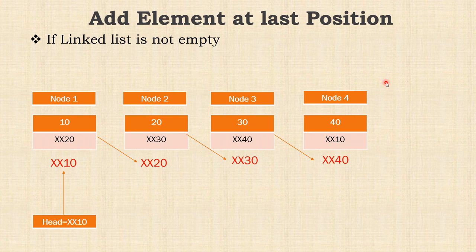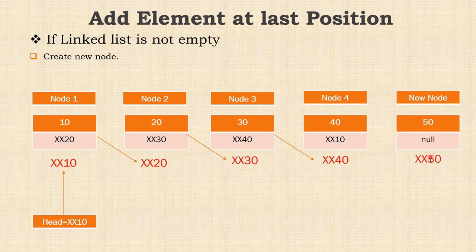So if we add a fifth node, in the fifth node also it should point to the address of the first node, which is xx10. And then everything will be fine, and head will also point to xx10. So we are going to create one node with address xx50 and value 50, and it's pointing to null only.